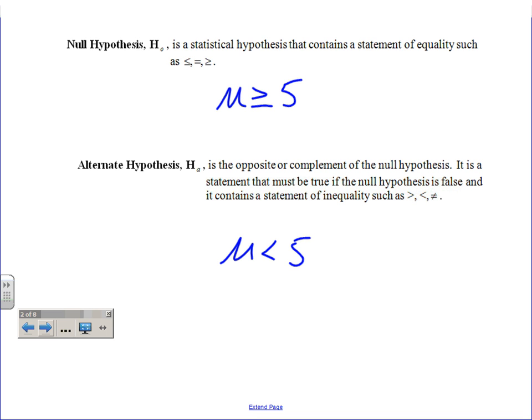Or what if we said that the, what's that stand for? Variance was equal to 7.